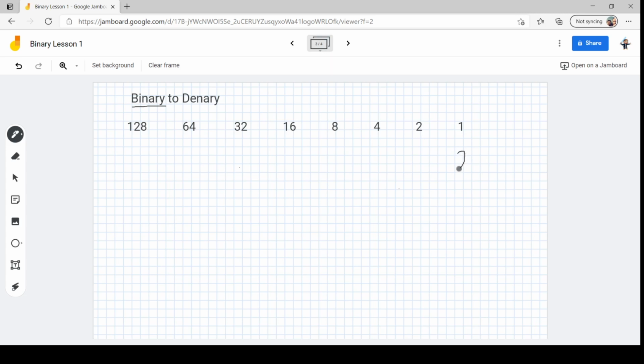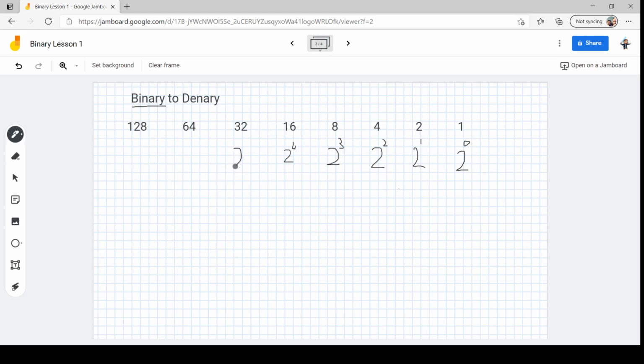So if we do the same as I did for the last example for denary, 1 is 2 to the power of 0, okay? Because remember, any number to the power of 0 is 1, okay? 2 comes from 2 to the power of 1, okay? 4 comes from 2 to the power of 2, or 2 squared. 2 times 2 is 4. 8 comes from 2 cubed, okay? 16, 2 to the power of 4, because 2 times 2 times 2 times 2 gives you 16.